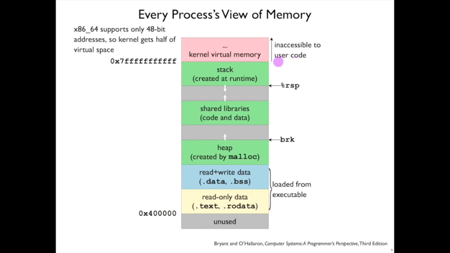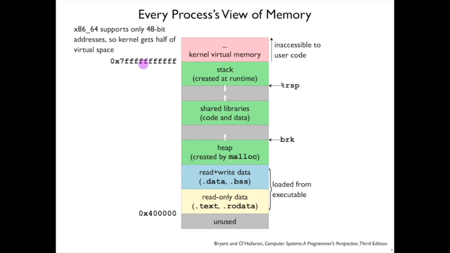Meanwhile, the stack can be far away, so it doesn't collide with that heap, at the highest address that a user program can read. This address is 7 with 11 Fs after it. That turns out to be the midpoint in the virtual address space, because x86-64, despite using 64 bits to represent addresses, actually only has 48 bits that are meaningful addresses. The top 16 bits are constrained to be the same as the 17th highest bit.